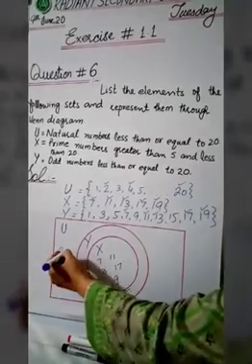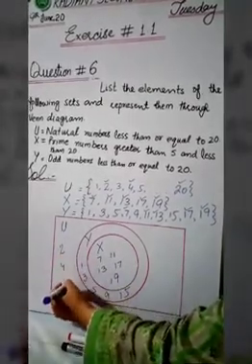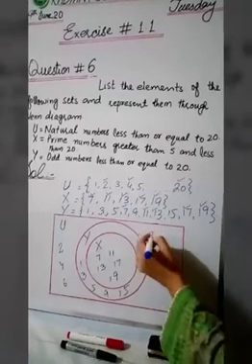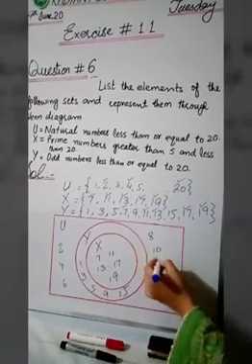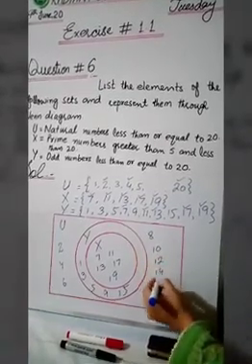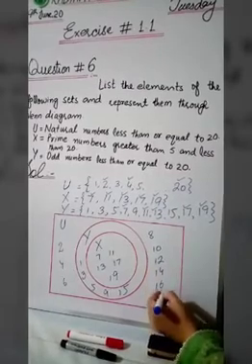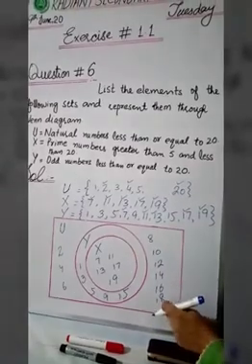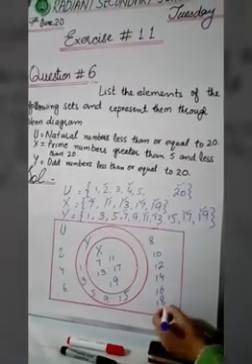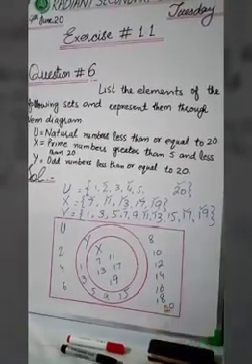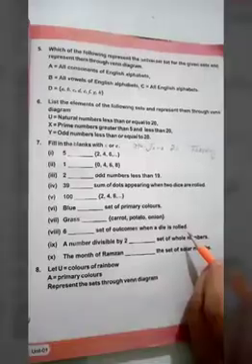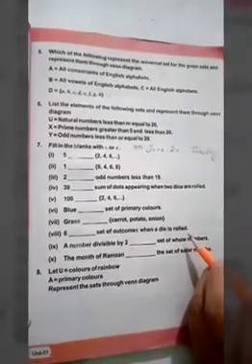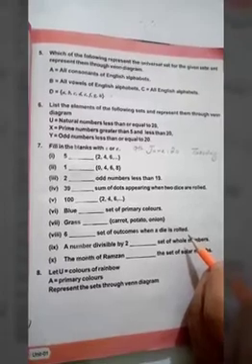It means that even numbers are left which are not present in these two sets. Even numbers up to 20: 2, 4, 6, 8, 10, 12, 14, 16, 18 and 20. So students, this is the representation of this question through Venn diagram. Now we will do question number 7 on the book. So you take your pencils and open your books.